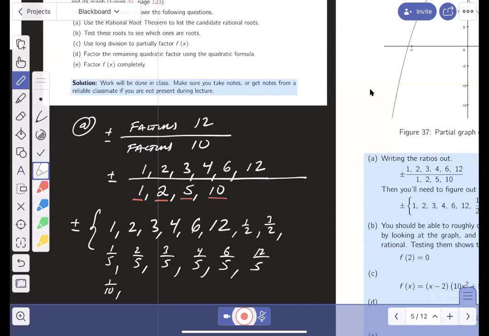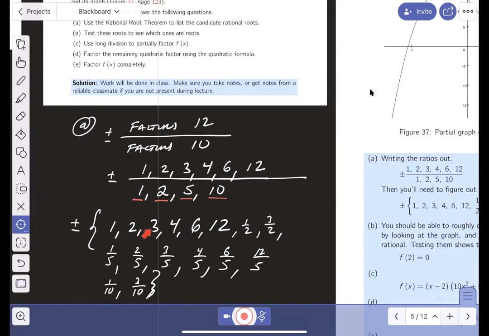3/10. I don't have that down. And then what do you get? Let's see, 4/10 is 2/5. I have that down already. 6/10 is 3/5. I have that down already. And 12/10 is 6/5. And I have that down already. So I got them all. Let me count them up for you. It's a lot of counting. 1, 2, 3, 4, 5, 6, 7, 8, 9, 10, 11, 12, 13, 14, 15, 16, plus or minus, there's 32 altogether.